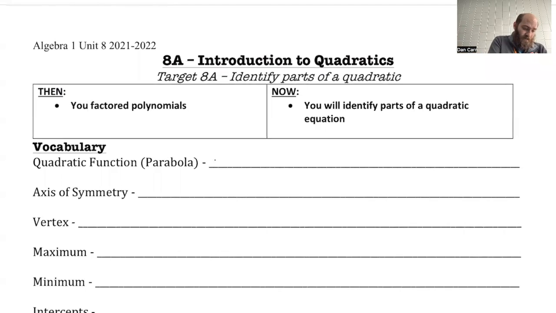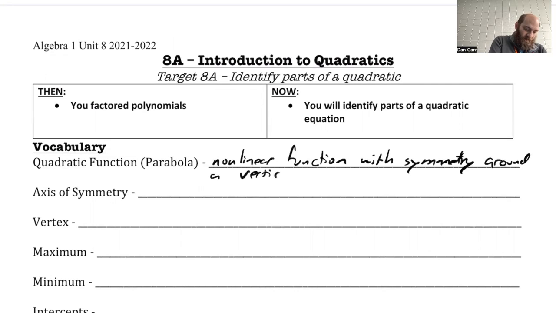A quadratic function is a nonlinear function with symmetry around a vertical line. Okay, and I kind of made it a little bit longer. So it says here it's a parabola shape. What it looks like is this. This is a parabola shape to it. All right, we can have that, or we can have a parabola that looks like this. Okay, so these are two types of parabolas that we're going to work with in this unit.